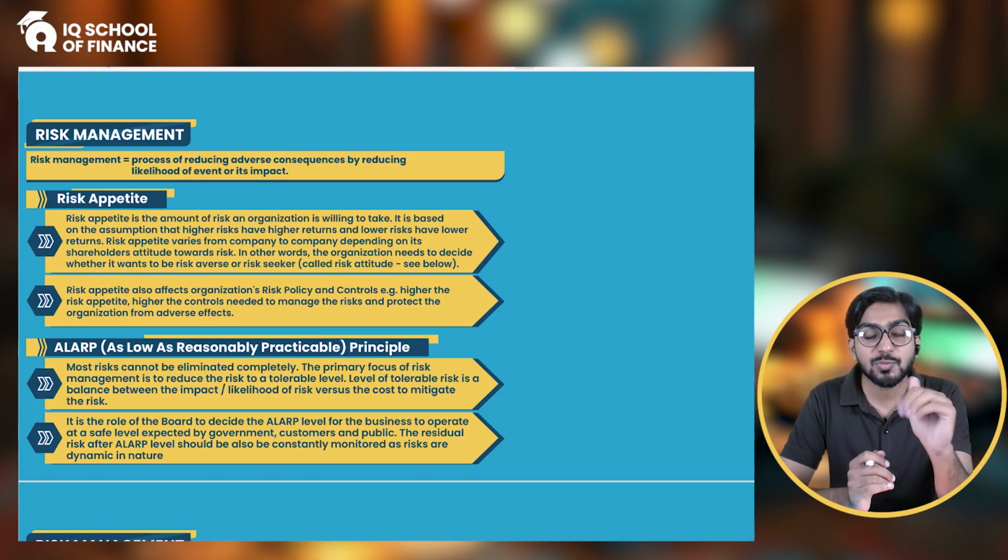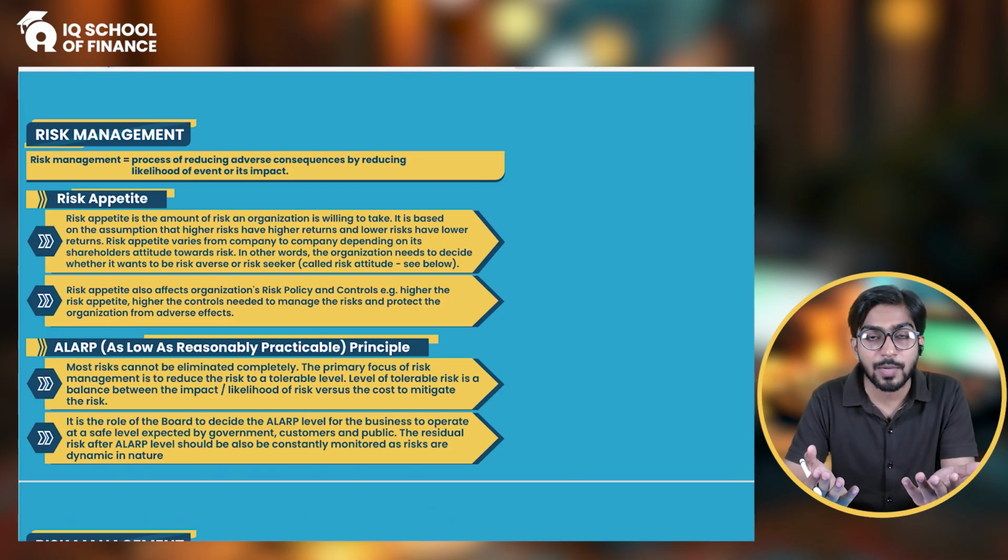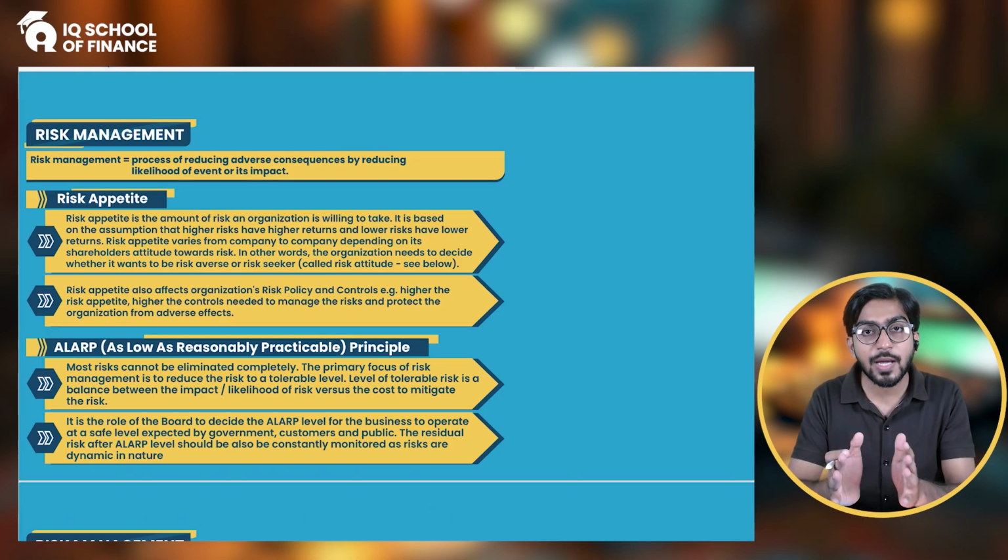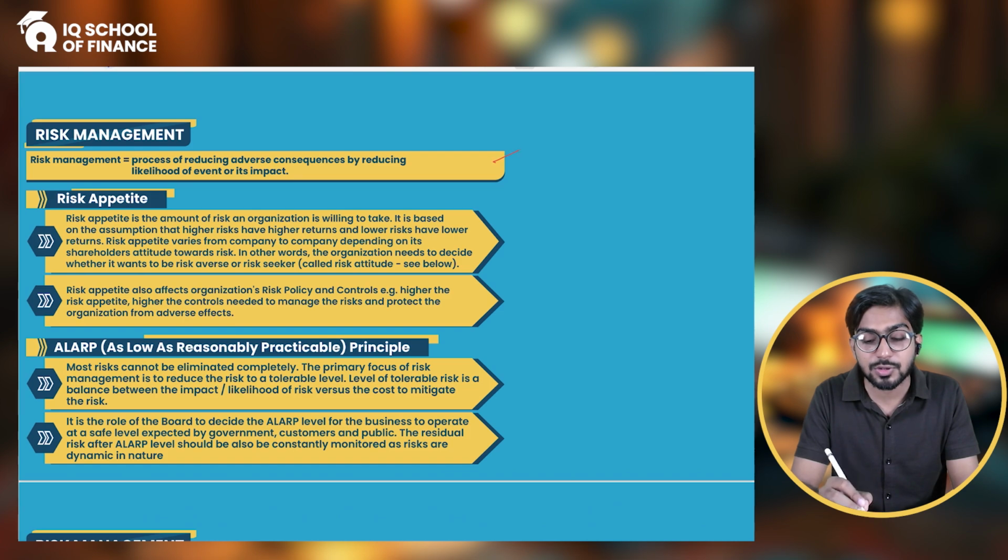So risk management is basically the process in which you reduce the risk. Sir, is this really risk management? Yes, it is. Risk management means that you reduce the risk. And when I say reduce the risk, it means reducing two things. Number one is the impact, and number two is the likelihood.